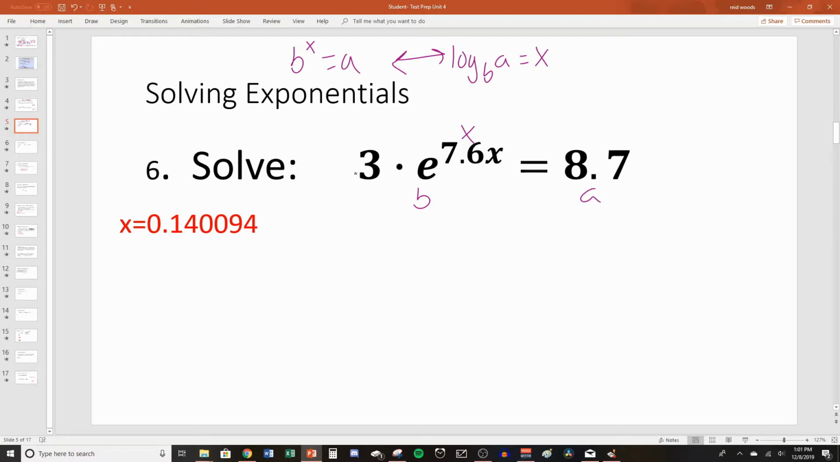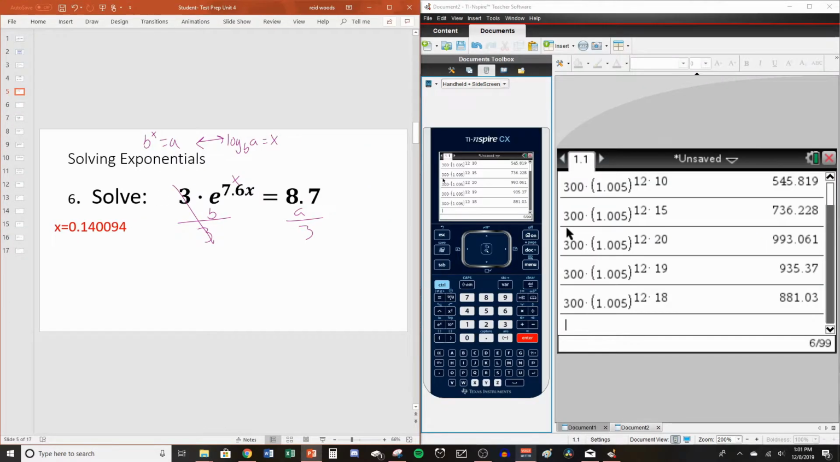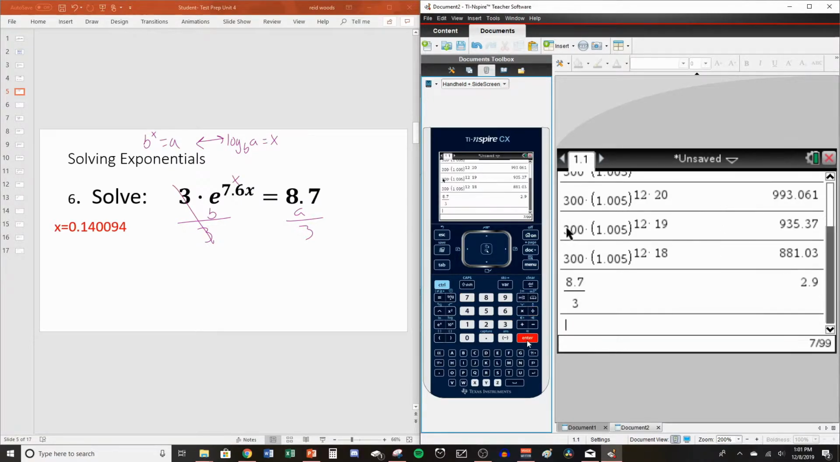The problem is this 3 is in the way. So how we deal with that is we're going to do a little bit of algebra. I'm going to divide a 3 from both sides. So I get rid of this. 8.7 divided by 3. So I'm going to go ahead and use my calculator to help me out. Division, and we get 2.9. 7.6x. Now we're going to turn it into a logarithm.